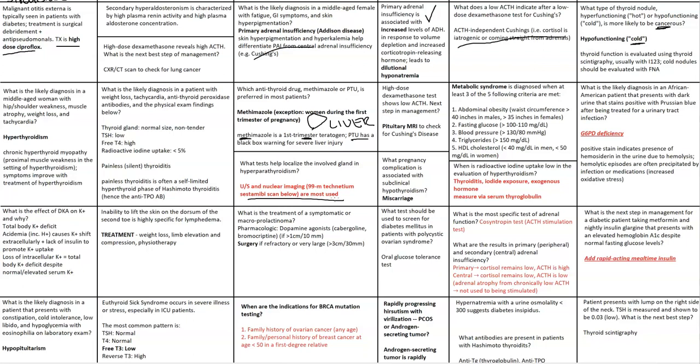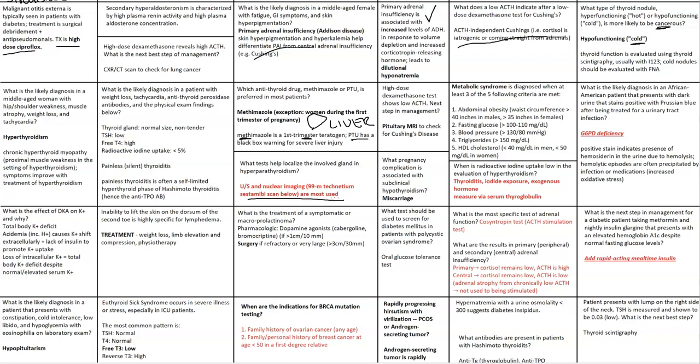What is the effect of DKA on potassium and why? There's a total body potassium deficit. Acidemia causes potassium shift extracellular and lack of insulin to promote K+ uptake. Loss of intracellular K+ equals total body K+ deficit despite normal or elevated serum K+.